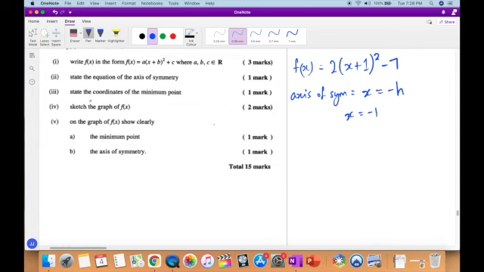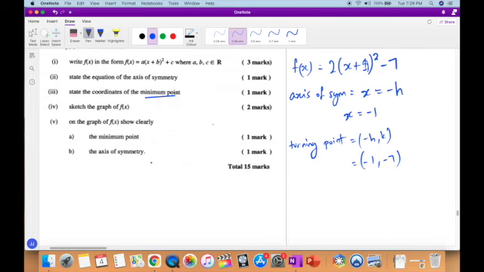Which means x is equal to negative 1 in this case here, right? And then the minimum point, which they're asking us for in the next question, which is the turning point, is equal to negative h, k, which is h is 1, so negative h is minus 1, and then k is negative 7. Minus 1, minus 7 is the turning point, right? And sketch the graph, and on the graph show clearly the minimum point and the axis of symmetry.